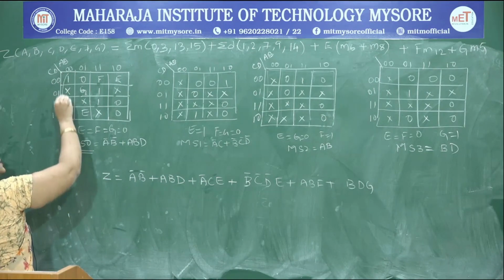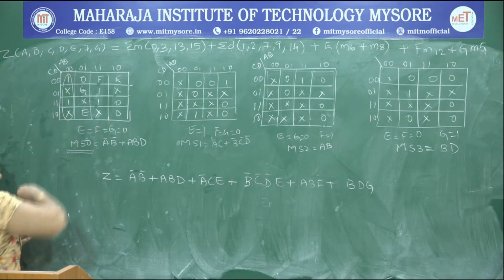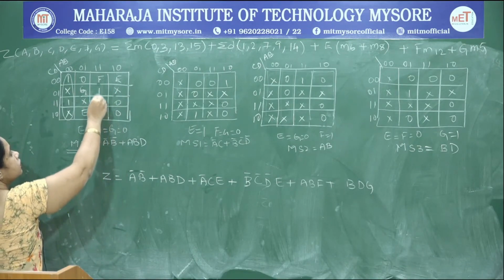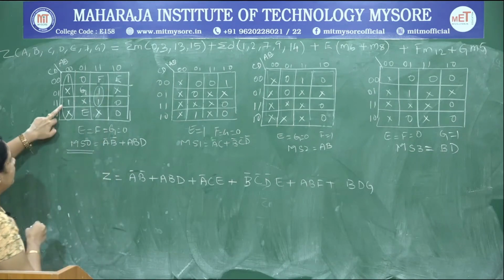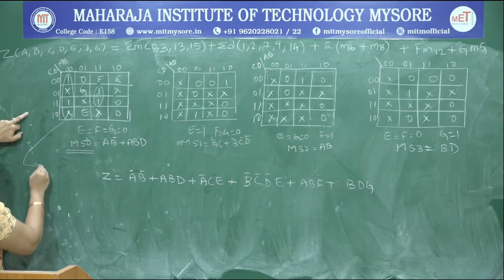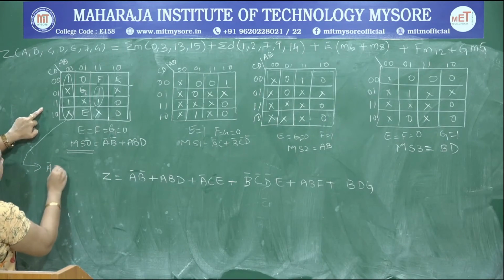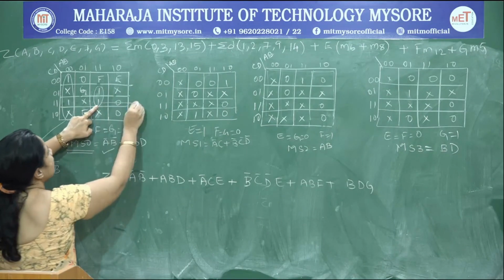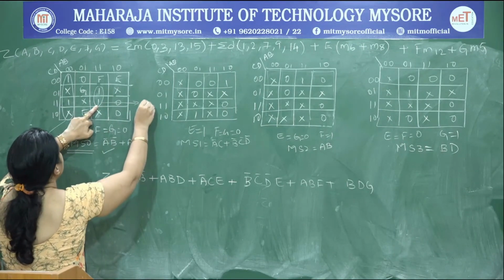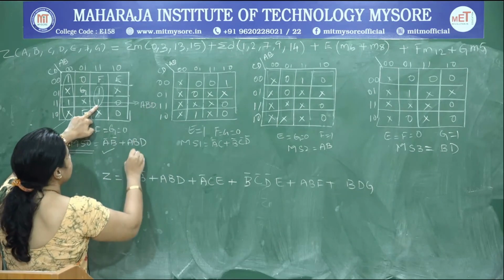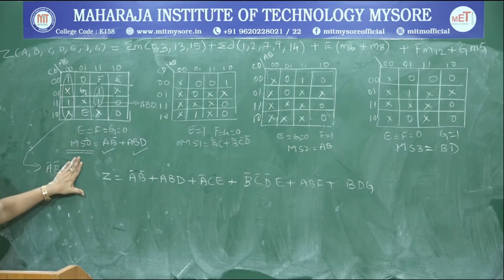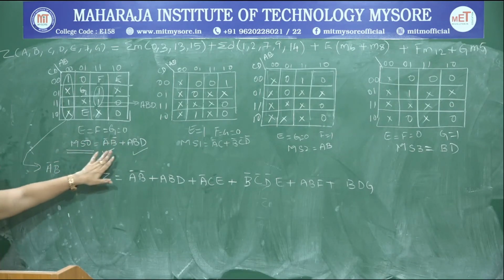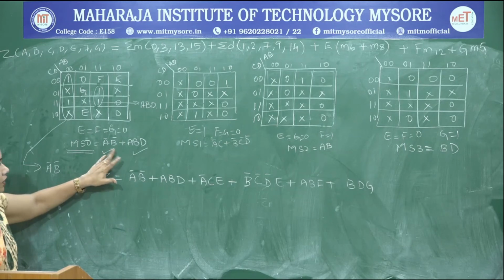So, here these form a quad, and if you look here, we do not have any adjacent ones, so these two form a pair. If you take this particular quad, what is common? A bar B bar is common, and we end up getting this term. And in this pair, we get A, B and D is common, and we end up getting this term. So, for the case E is equal to F is equal to G is equal to 0, that is MS naught, this is the reduced expression.